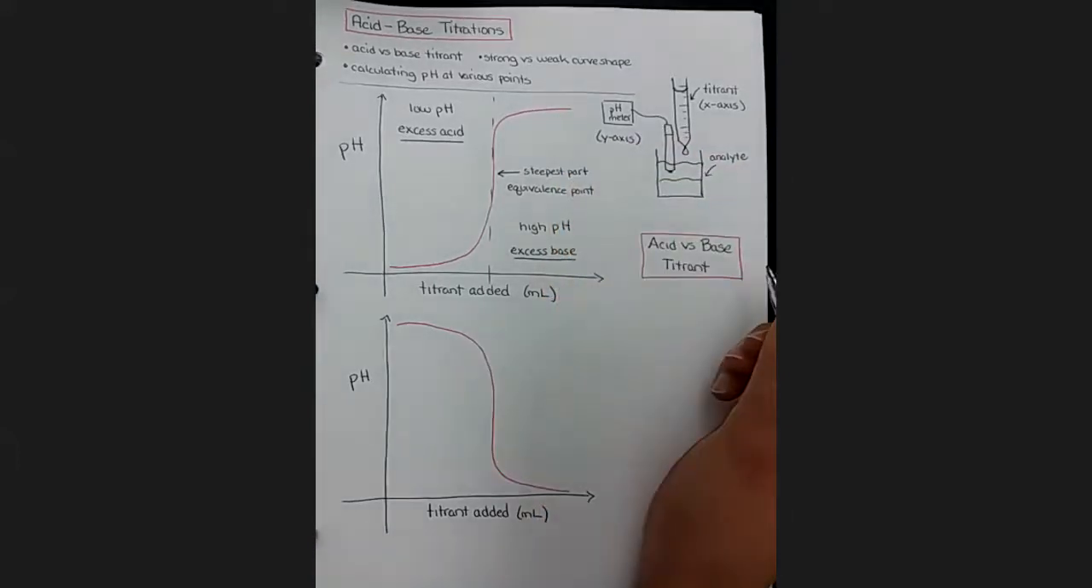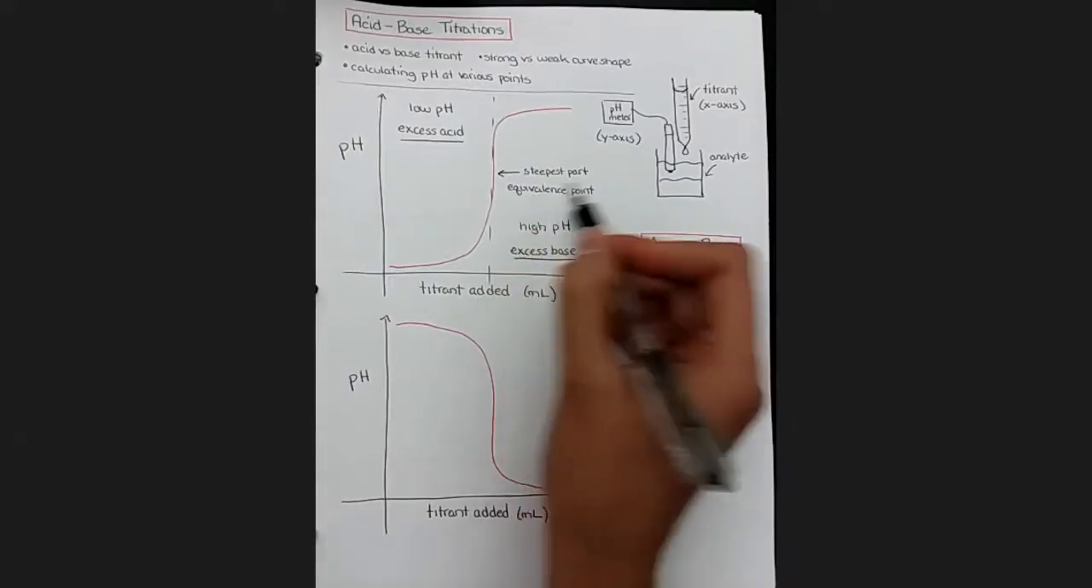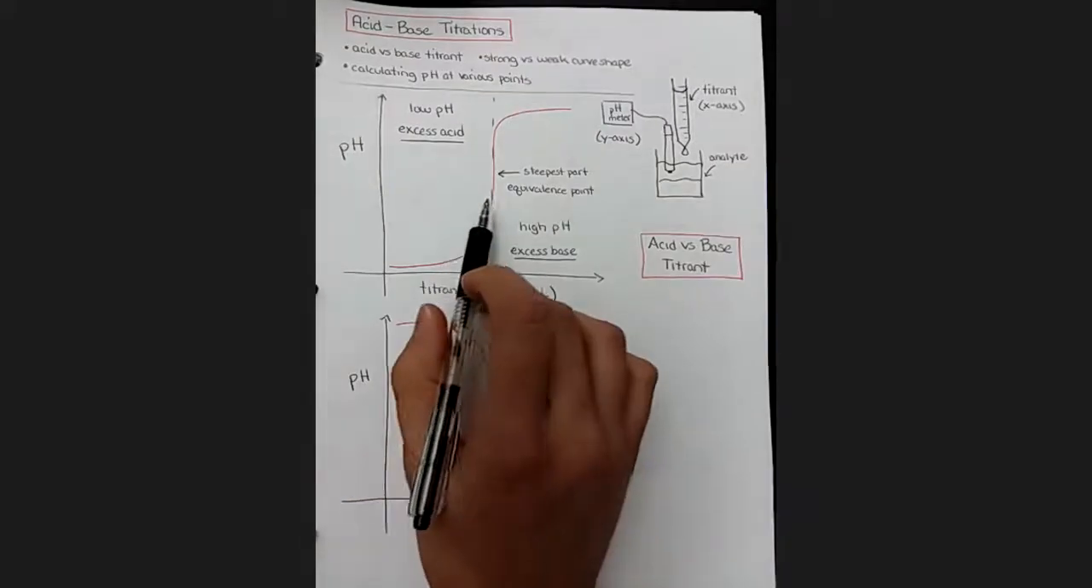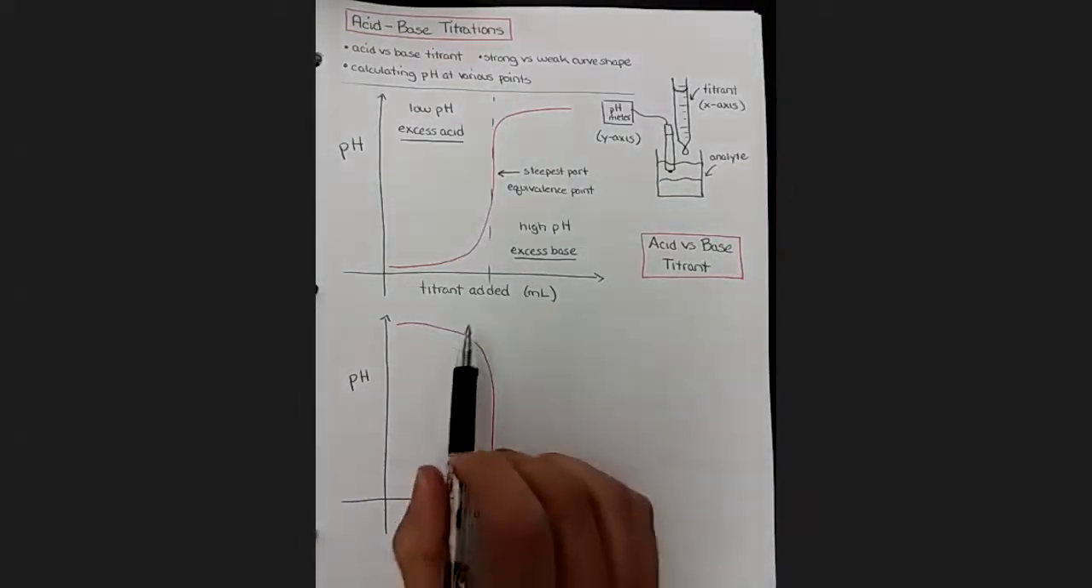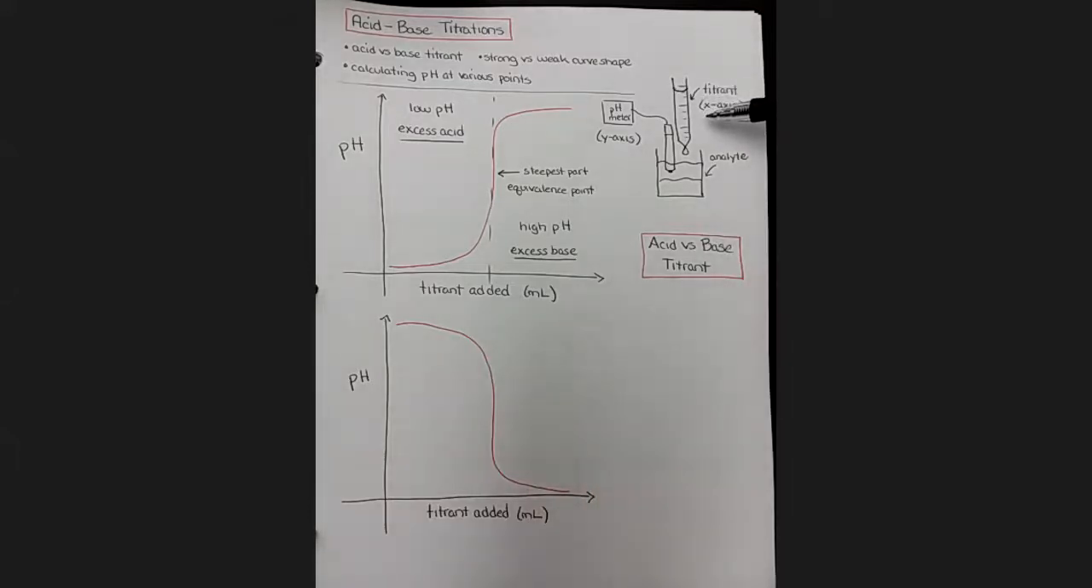This should be something you're familiar with from your previous titrations. The equivalence point is where the moles of the titrant are equal to the moles of the analyte, and that is also true here. And so we can make an observation about what sort of compound is in the burette acting as our titrant based on the shape of this curve.